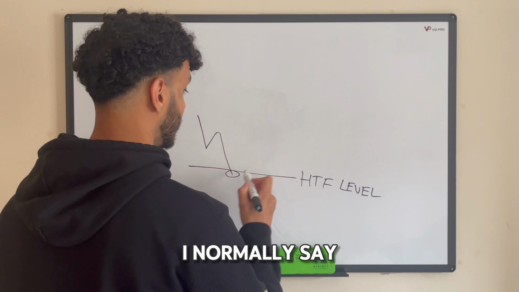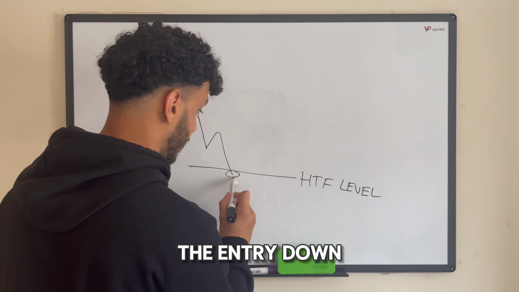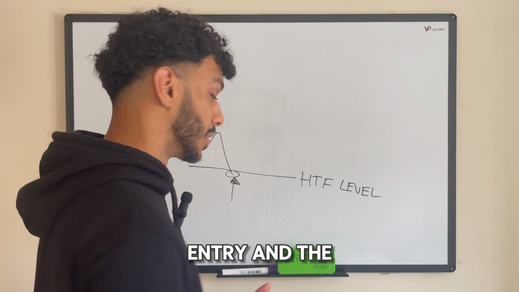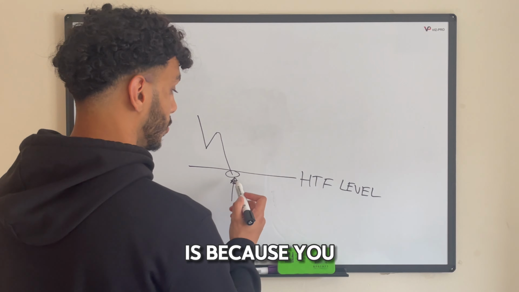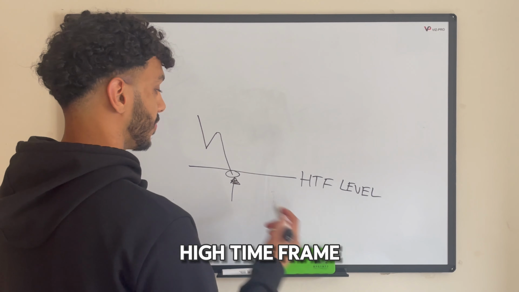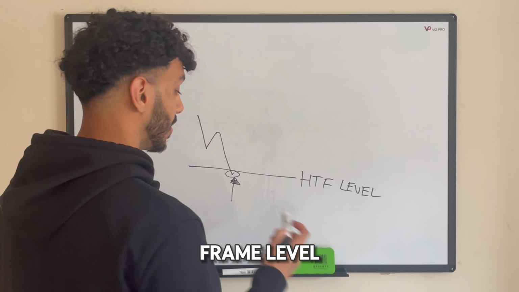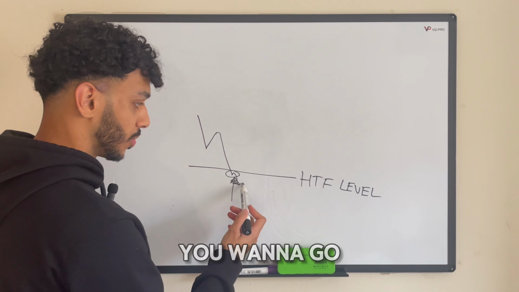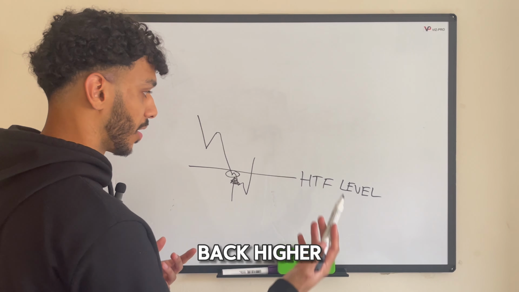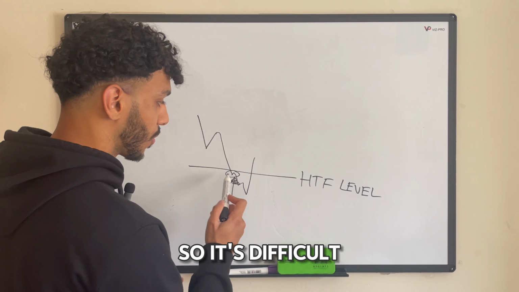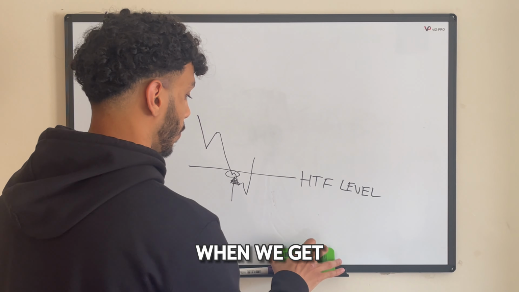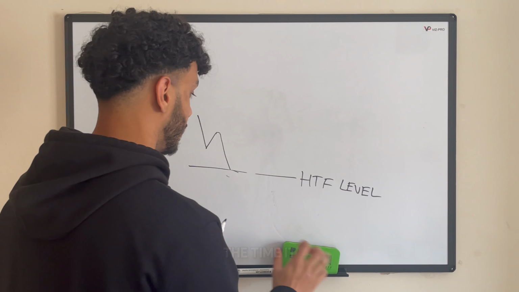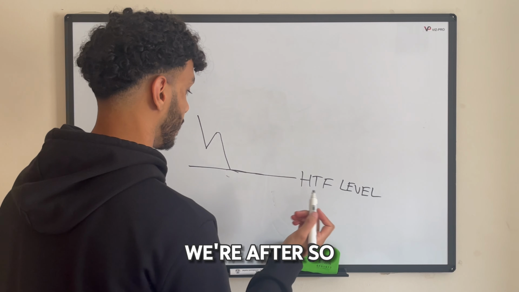Now, I normally say the entry down here, that would be the smart money reversal, I normally say that's the worst entry. And the reason is because you don't know how far we're actually going to dig into this higher time frame level. You don't know if we stop here, or want to go a bit lower and come back higher. So it's difficult to time the bottom. However, when we get that CSD, for example, or that market structure shift, a lot of the time it can give us that confidence that we're after.